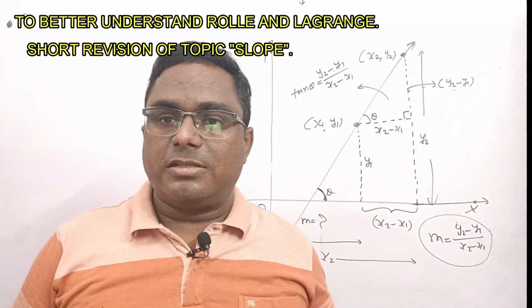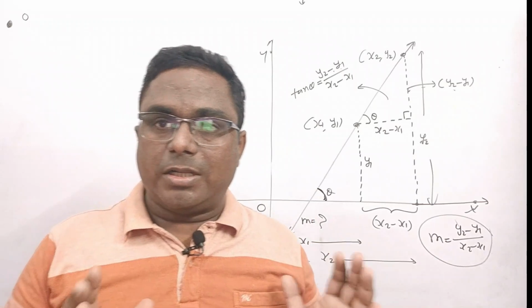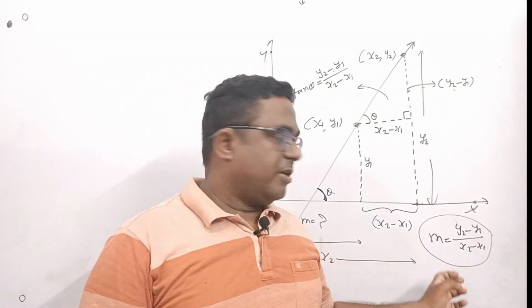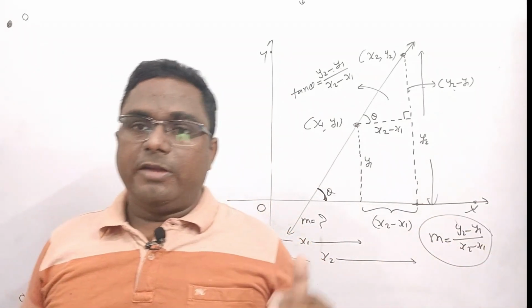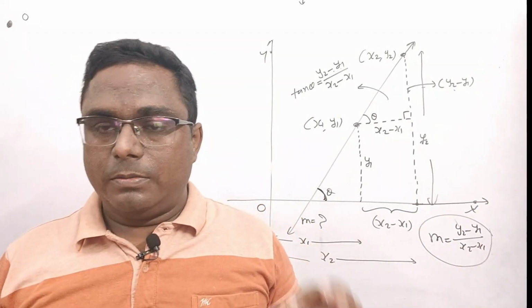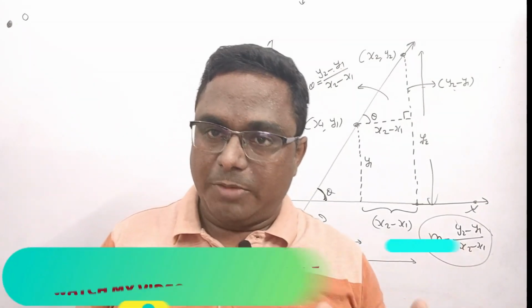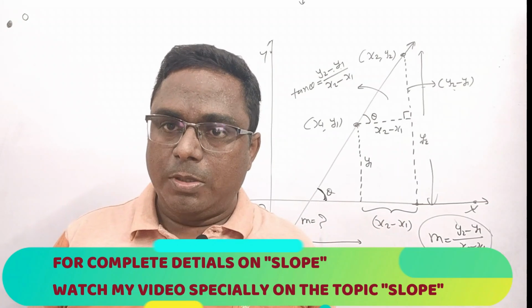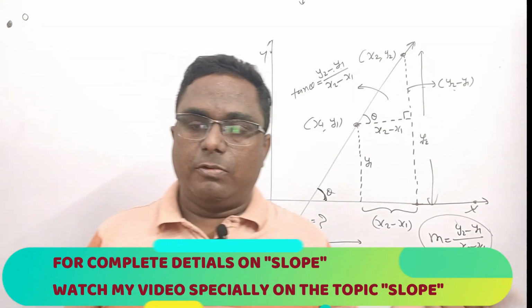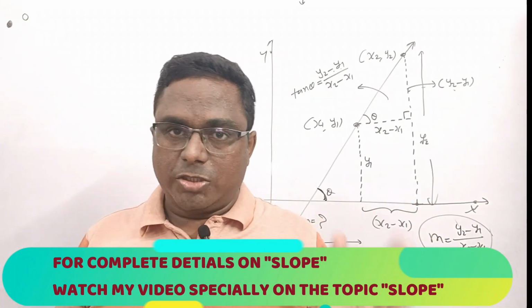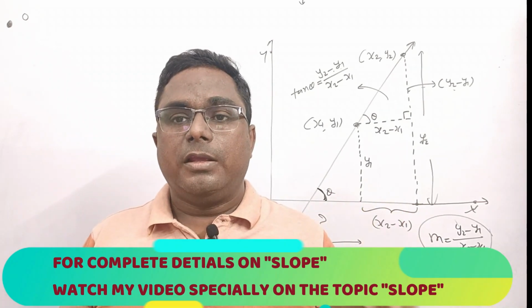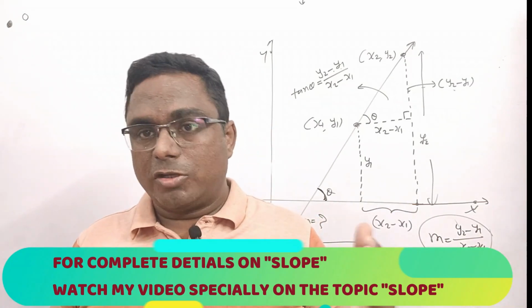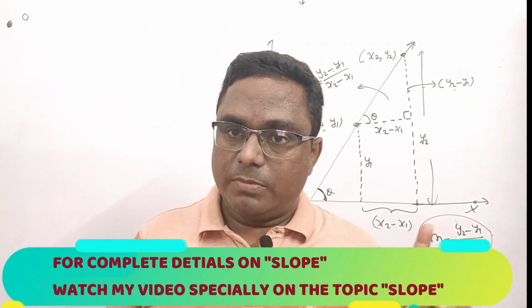This formula tells us that if 2 points are there on a line, then the slope of that line will be equal to y2 minus y1 upon x2 minus x1. Let me repeat one more thing here, that we are not studying the topic of slope completely. We are just taking a few points from the topic of slope, and these points will be helpful for us to understand the topic of Rolle's theorem and Lagrange's mean value theorem. If you want to understand the topic of slope in detail, you will have to watch my video that I have made on the topic of slope.